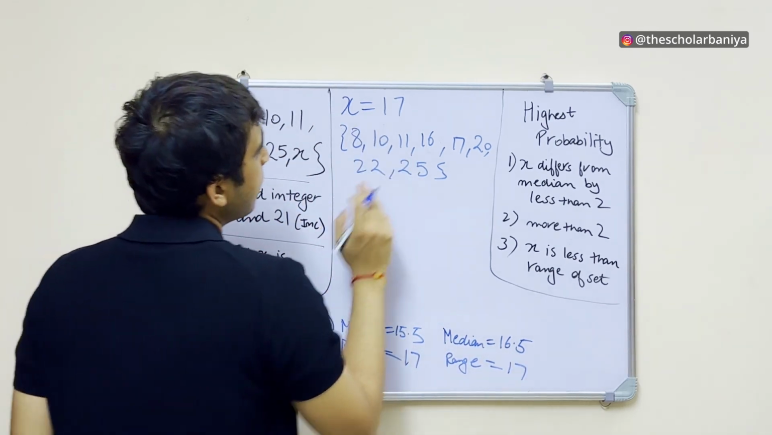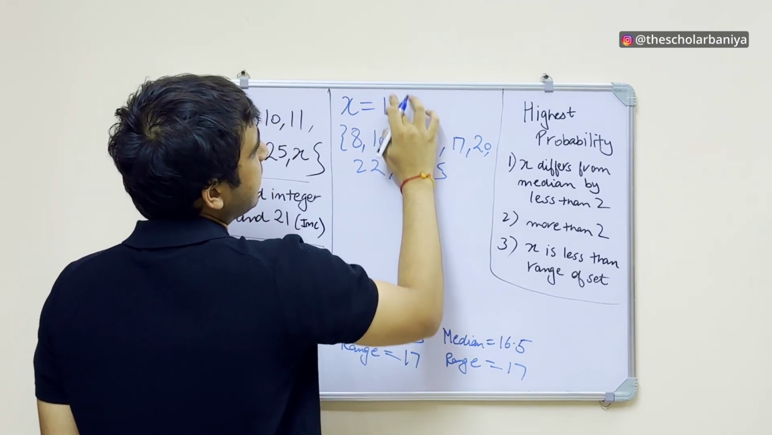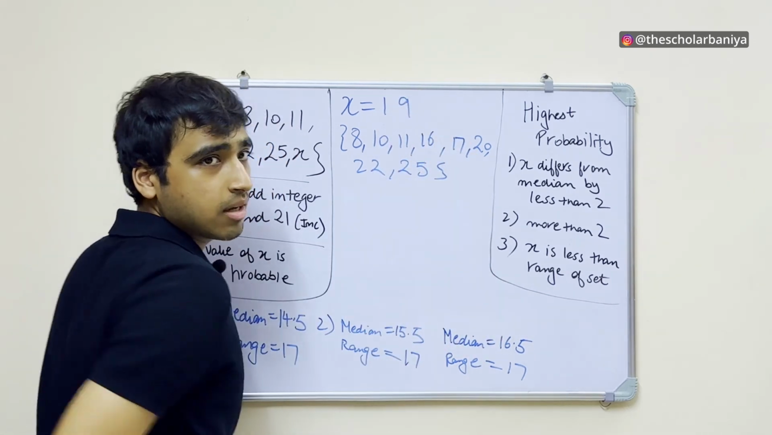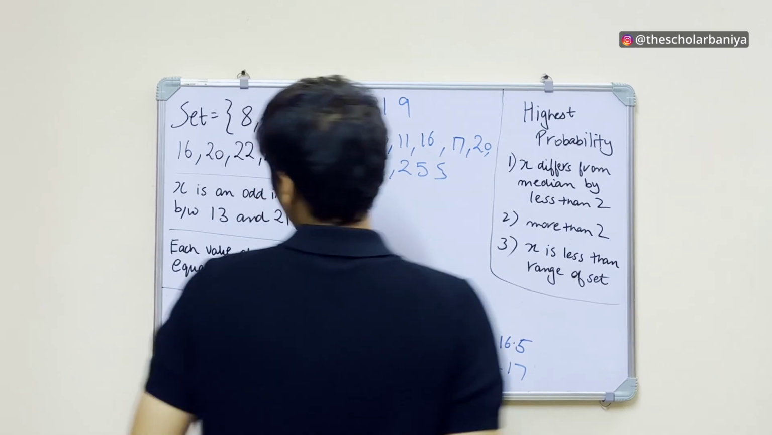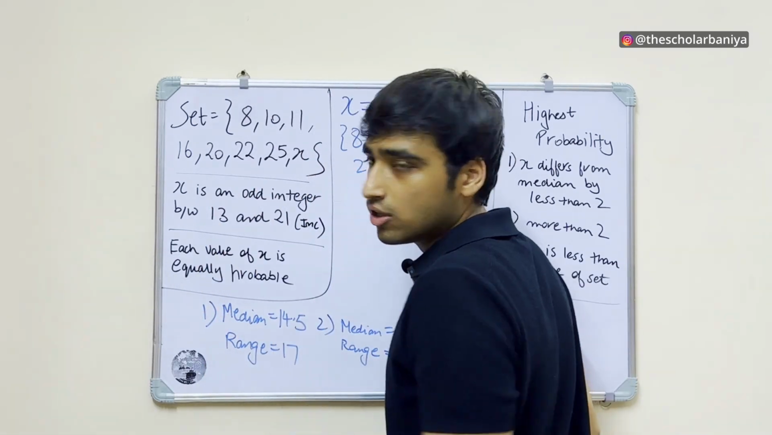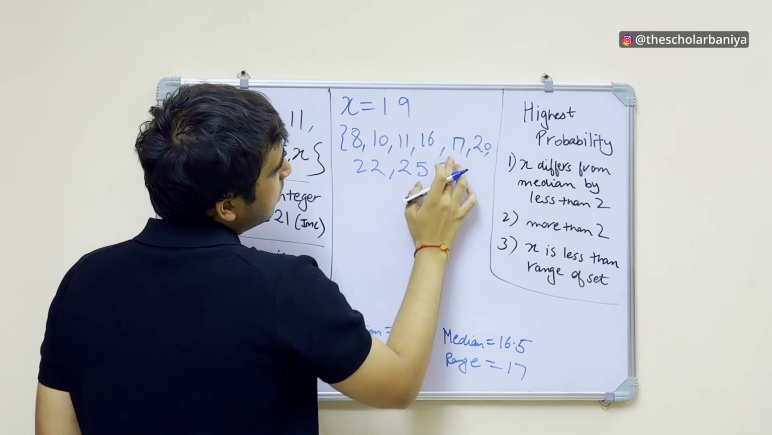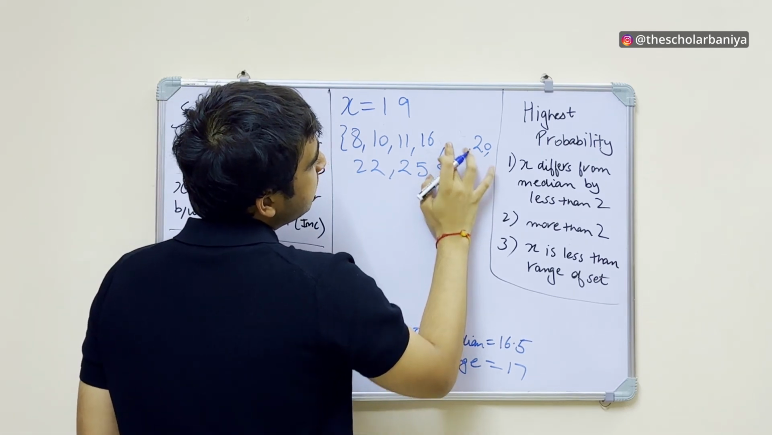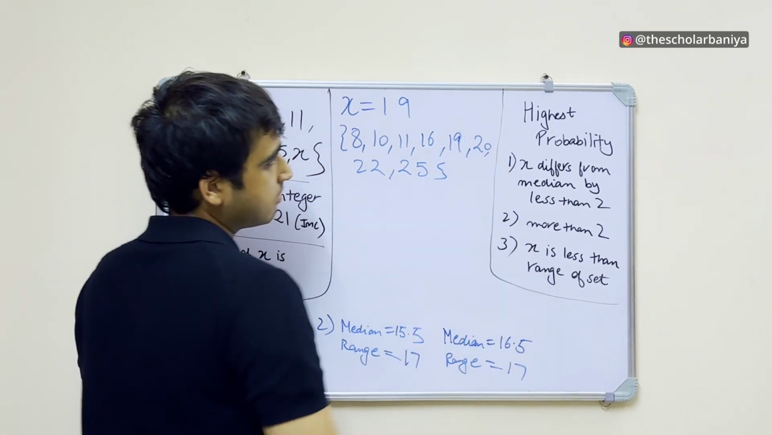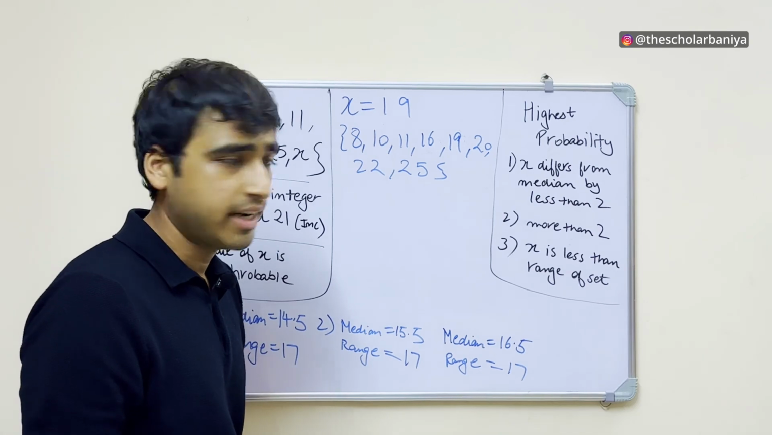Okay. Now the next number which we can take is 19, because we are taking all the odd numbers, since x is an odd integer. So if we take 19, it will come over here. I hope this is absolutely fine.